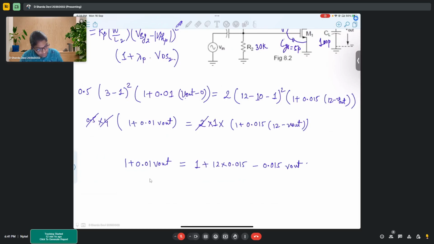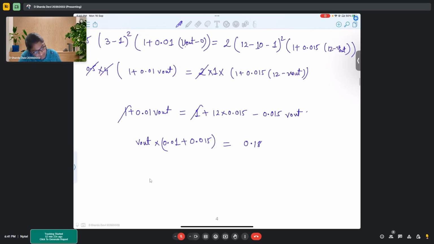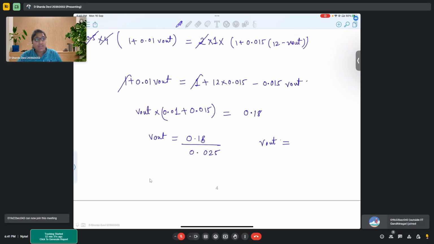Okay, so this cancels, we have V out into 0.015 equal to 0.18. Then V out would be 0.18 by 0.025. So what is the value of V out? 7.2, 7.2 volts, right?